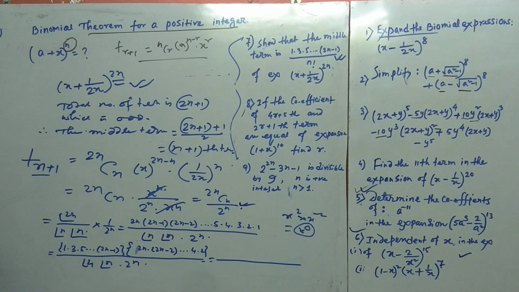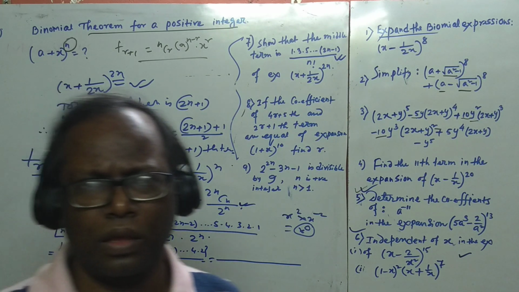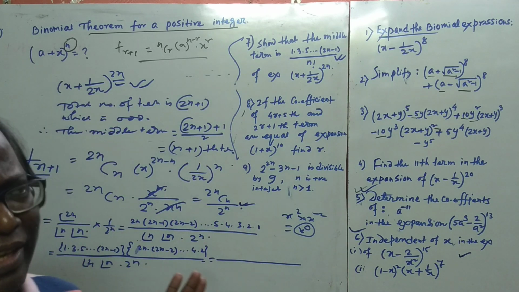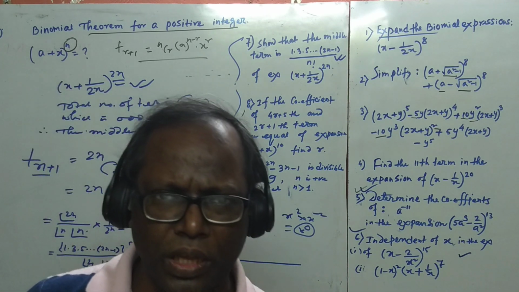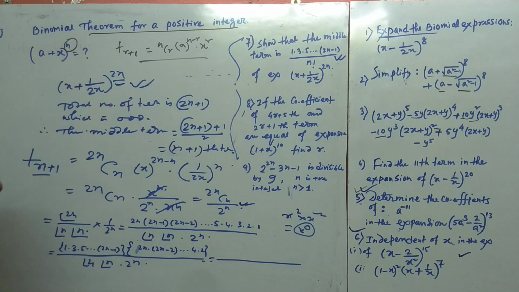See here, factorial 2n means the total number of factors of the expansion. If we write 1, 2, 3, 4, dot to 2n, so there are 2n factors. Half of the numbers are even and half of the numbers are odd.